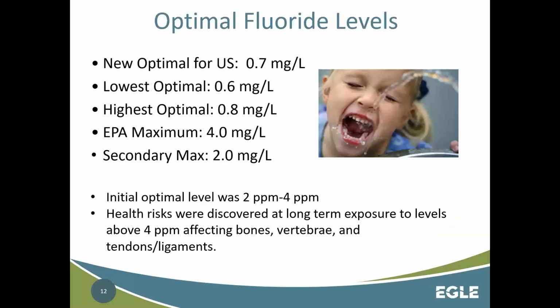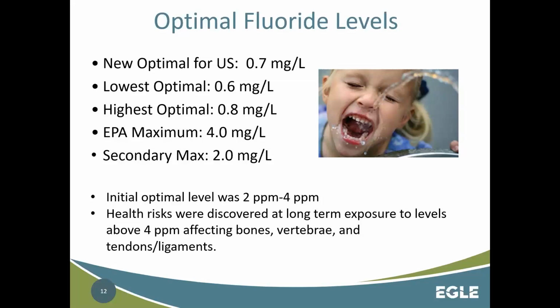All right, just want to touch on optimal fluoride levels again. So the current optimal is 0.7 milligrams per liter with a range of 0.6 to 0.8. The maximum contaminant level for fluoride was initially established at twice the optimum concentration and was based on the potential for staining of the teeth at these levels.